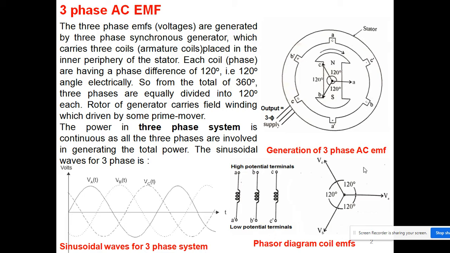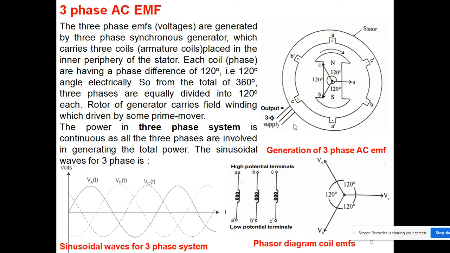In this generator, there are three armature coils. All the armature coils are placed in the inner periphery of the stator, and each coil has a phase difference of 120 degrees. It means it is 120 electrical degrees. So you can see from this, one coil is this one, the second coil is this, and the third coil is this. All are apart by 120 electrical degrees.